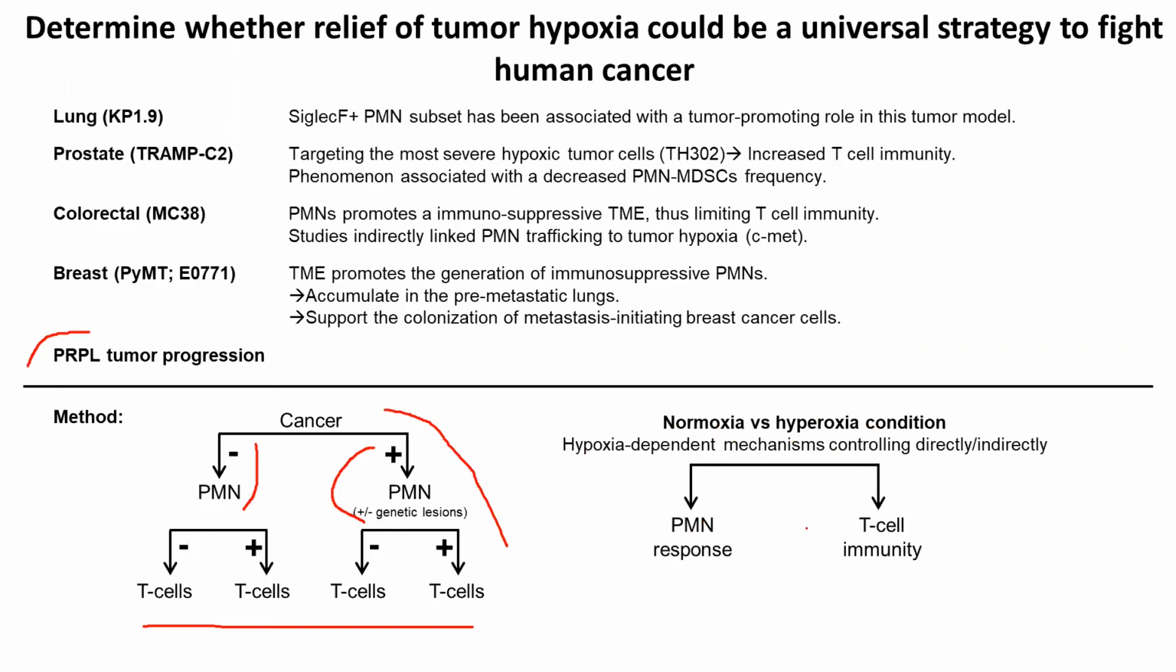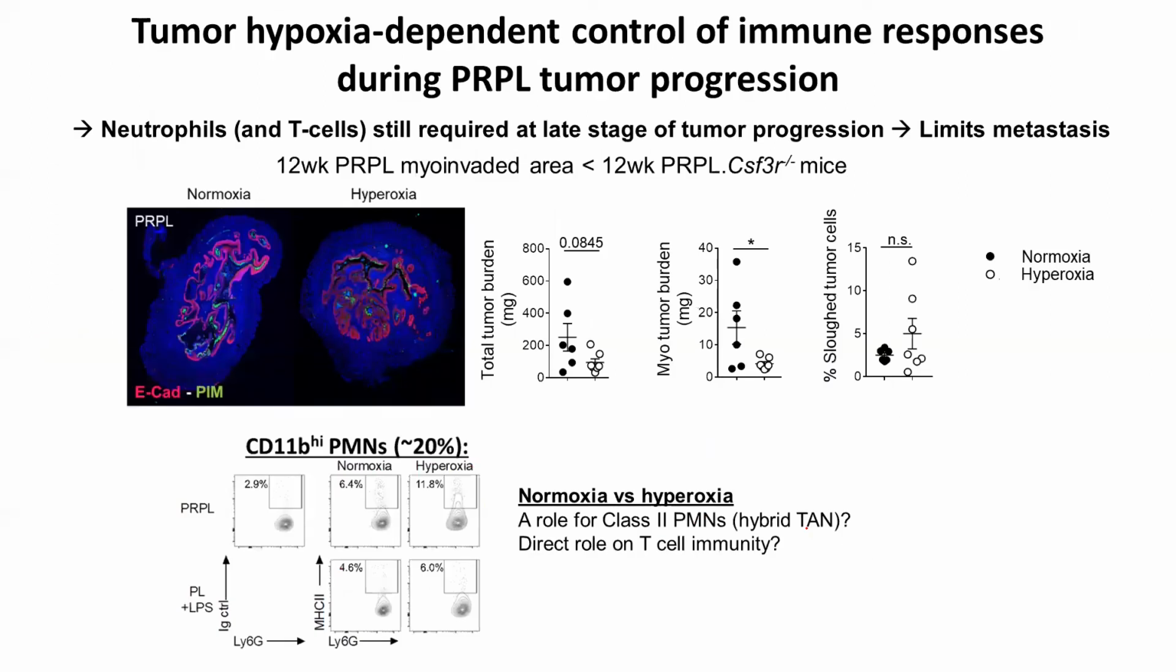So, two examples of our current results. We already found that neutrophils and T cells are still required at late stage of the purple tumor progression, but this time by limiting metastasis. The metastasis in this model is reflected by an increased myoinvasion. The myoinvasion is an invasion of epithelial tumor cells into the myometrium, which is the external layer of the uterus.